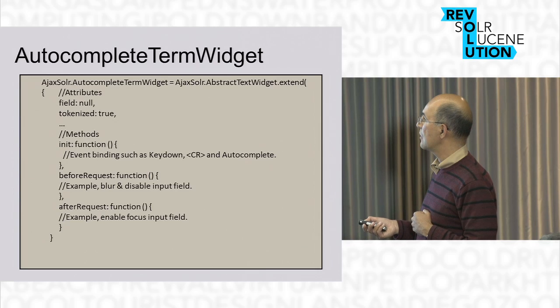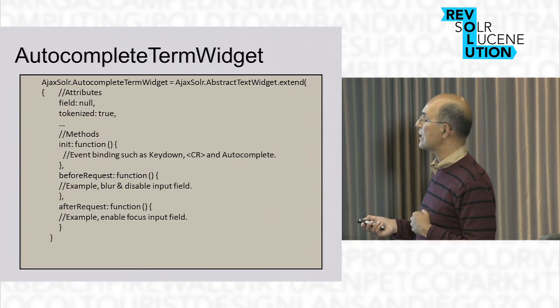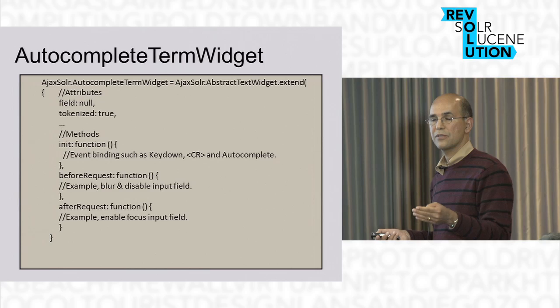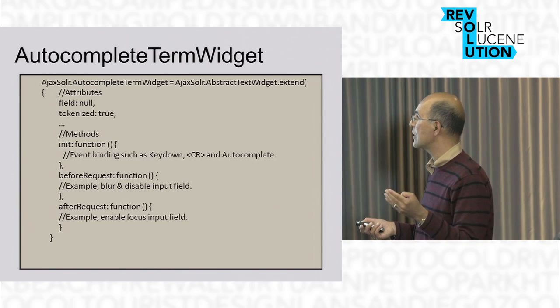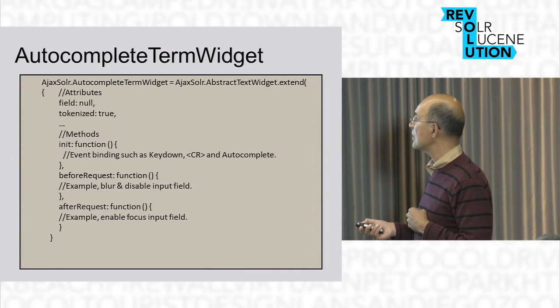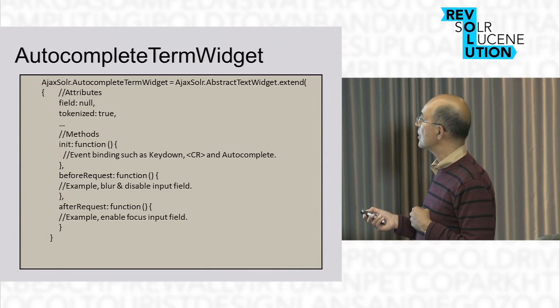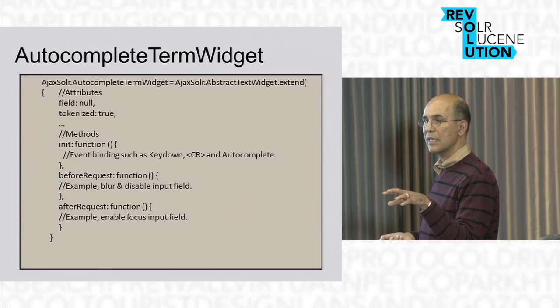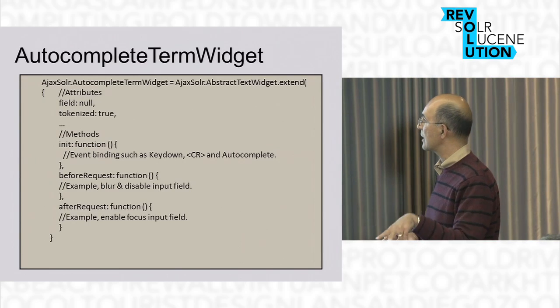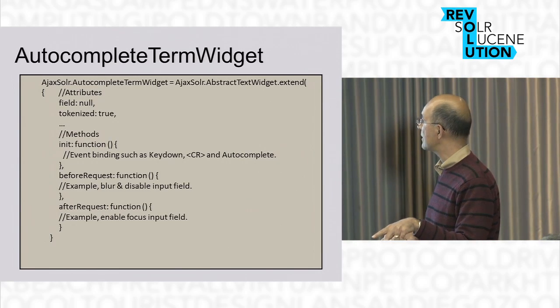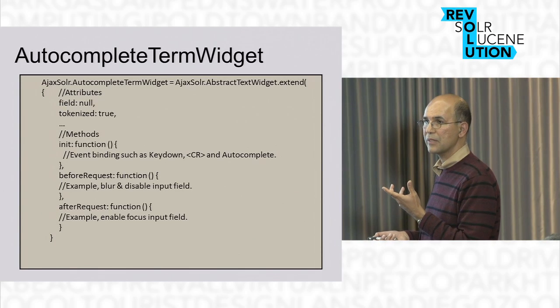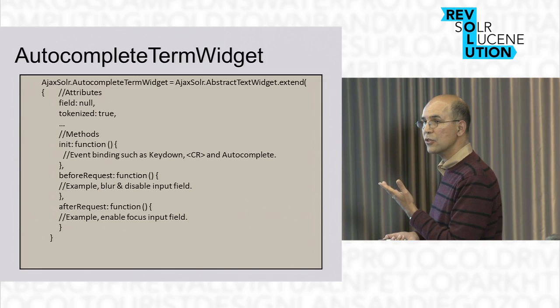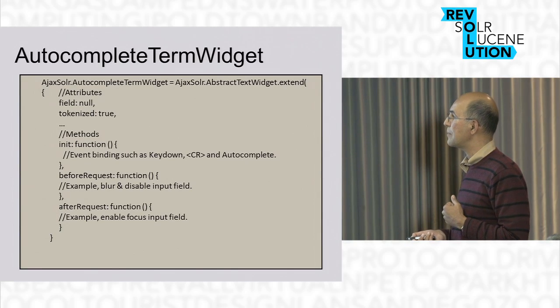During the init, here is where I want you to start thinking when you are implementing a widget: what are the things that go into different phases? During the init, in the case of the autocomplete widget, you want to register handlers for the key events, like key down events, or carriage return. For carriage return, for example, you want to actually submit the request for search. And in autocomplete, that's what's happening.